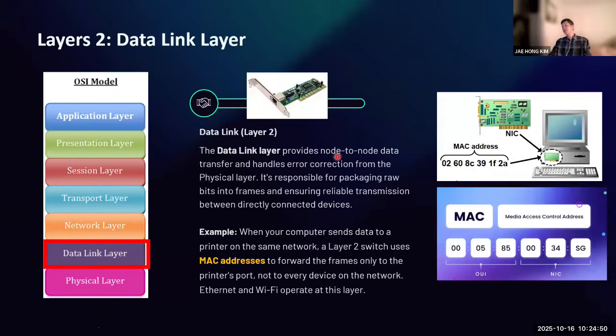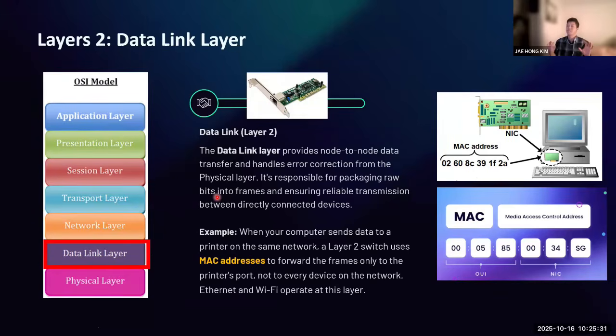Okay, so now move to the data link layer. As you can see, this is the network card in your laptops, in your PC, and some of your mobile devices also have this kind of network device, mostly a Wi-Fi adapter. The data link layer belongs to layer 2 and provides node-to-node data transfer and handles error correction from the physical layer. So it's responsible for packaging raw bits into frames, ensuring reliable transmission between directly connected devices.